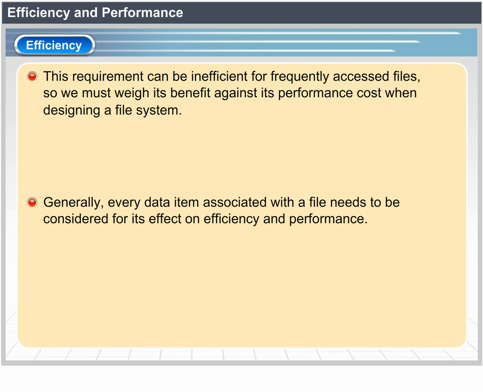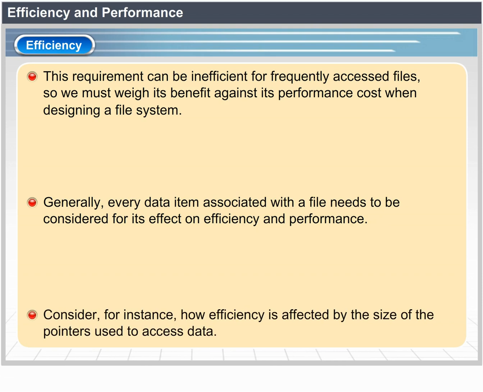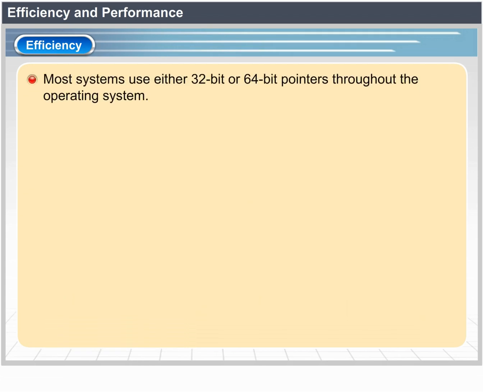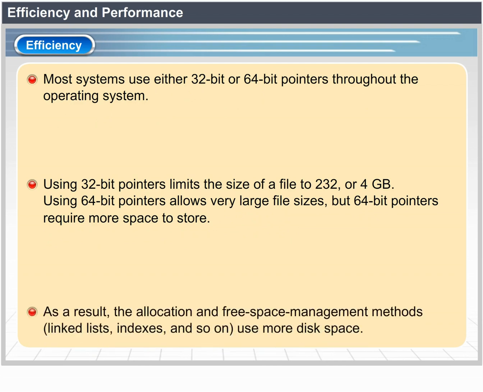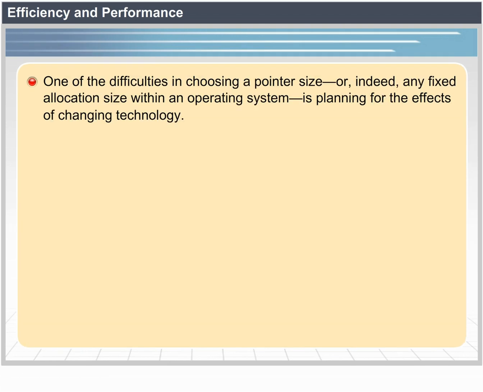Consider, for instance, how efficiency is affected by the size of the pointers used to access data. Most systems use either 32-bit or 64-bit pointers throughout the operating system. Using 32-bit pointers limits the size of a file to 2^32, or 4 GB. Using 64-bit pointers allows very large file sizes, but 64-bit pointers require more space to store. As a result, the allocation and free-space management methods, linked lists, indexes, and so on use more disk space. One of the difficulties in choosing a pointer size, or indeed any fixed allocation size within an operating system, is planning for the effects of changing technology.